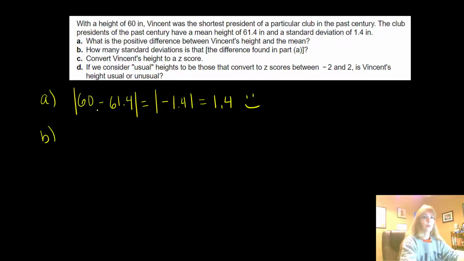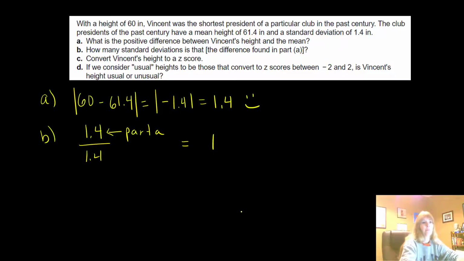What you do in this one is you take what you found in part A, because the reason why is you divide by the standard deviation. How bizarre, right? And so you get 1. So that's 1 standard deviation from part A. All right, convert to a z-score.